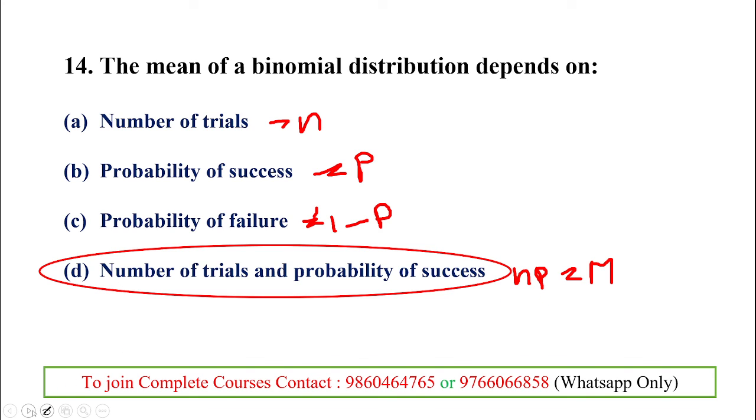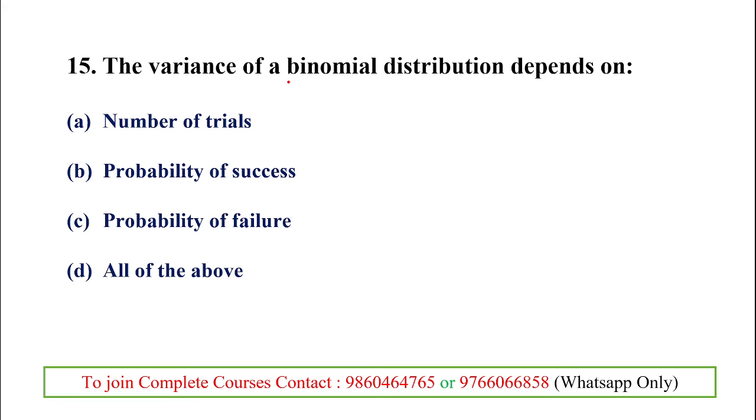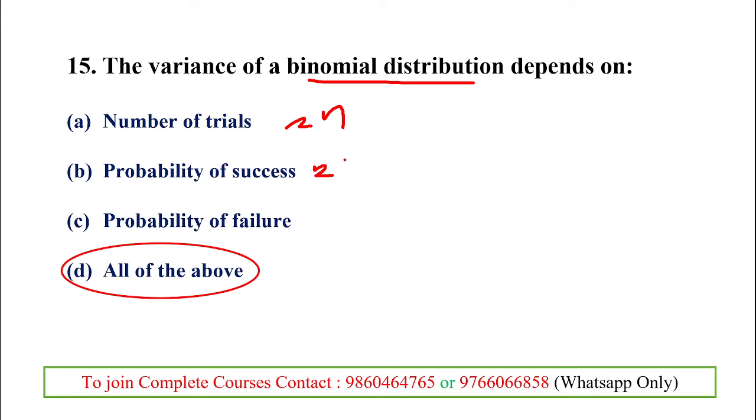Then the variance of a binomial distribution. What does the variance depend on? The mean depends on the number of trials and probability of success, and the variance depends on all of the above: the number of trials, that is n, the probability of success, that is p, and the probability of failure, that is 1 minus p. So all these factors determine the variance of a binomial distribution.